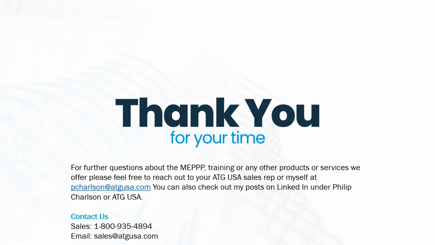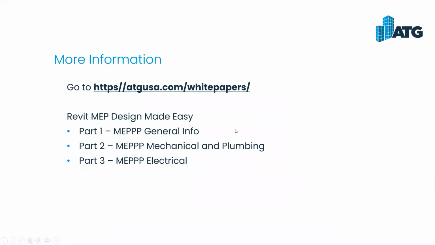Also, if you want to know a little bit more about the productivity pack in depth, I do have some white papers that I have created on this. If you go to this site right here, atgusa.com, and then white papers, I've got a general info white paper on the productivity pack, and then I've split up the mechanical, plumbing, and the electrical into their own white papers. So if you're looking for one or the other, both are good reads, and it does a really good comparison between what you get from the out of the box to what you get in the productivity pack for each of those instances.